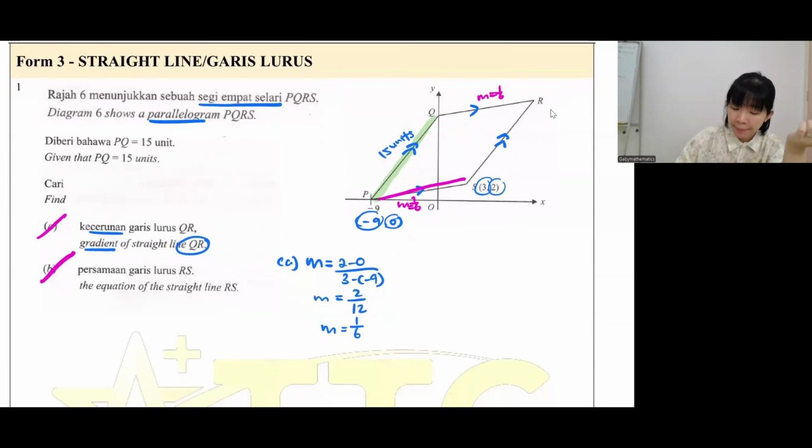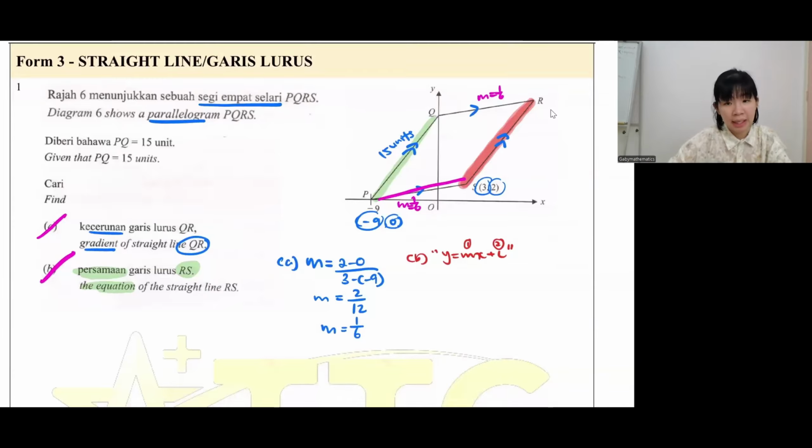Now part B. Okay, part B need to find equation, persamaan. Which line? RS. We go find RS. RS is this slant line. When it is a slant line, equation always y equal mx plus c. Always y equal mx plus c. So first thing find m, then second find c. Okay, find m. Look at line RS.